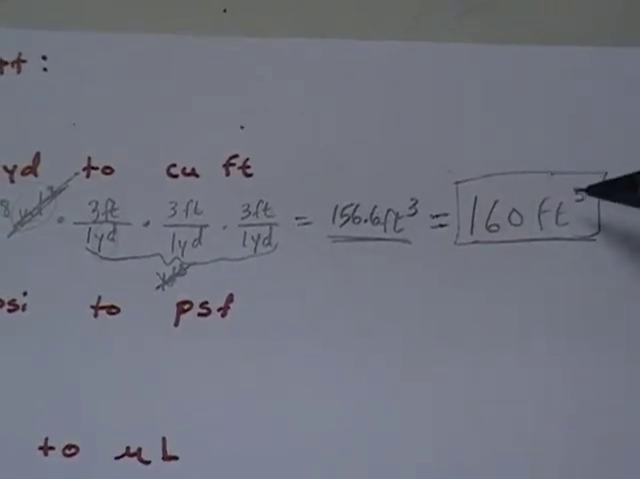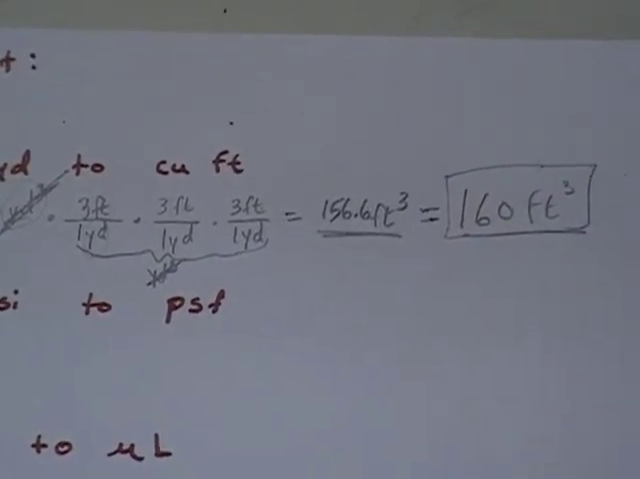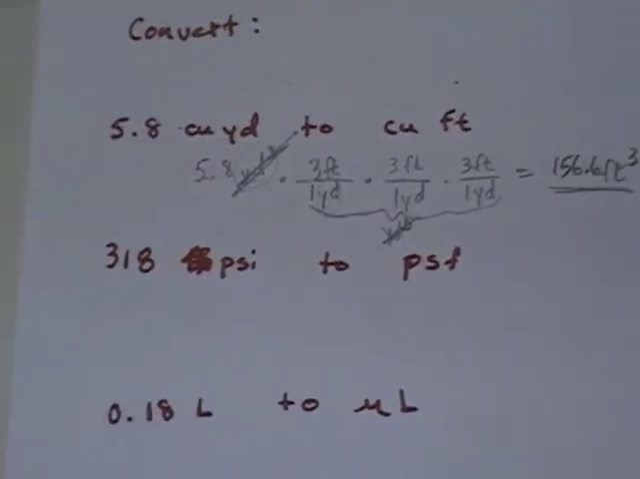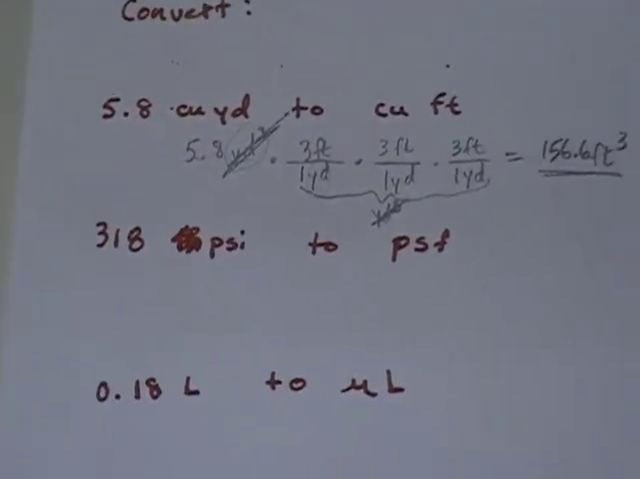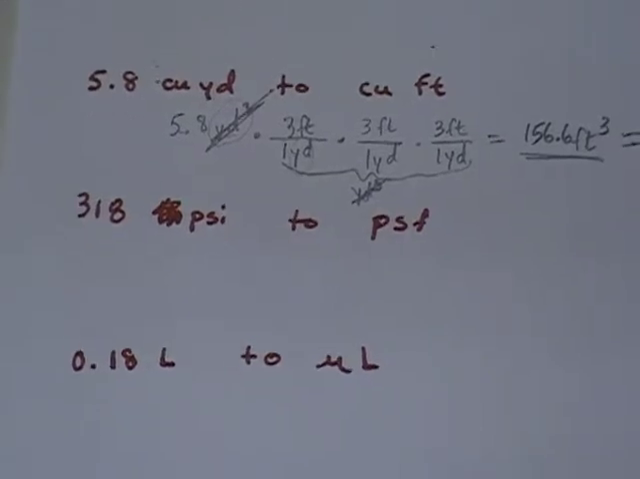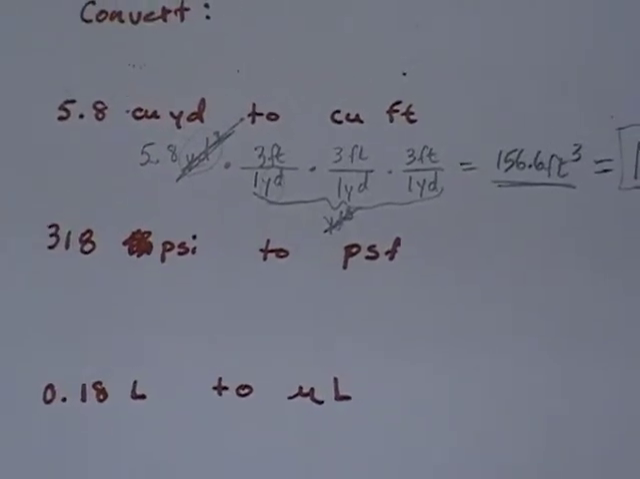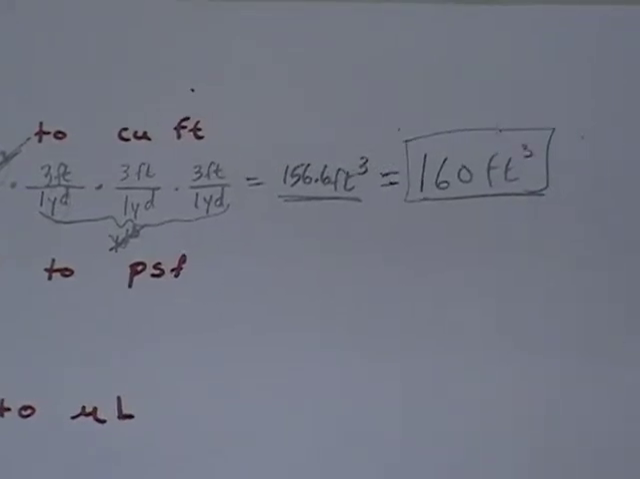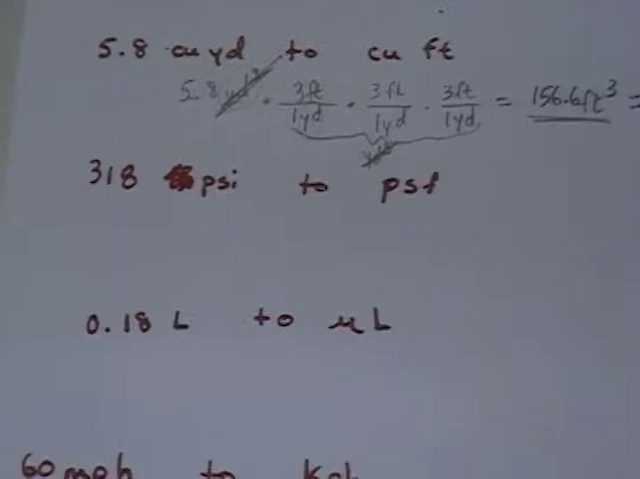And this is our final answer. Okay? 160 cubic feet. And we do that because this 5.8 cubic yards could be 5.75. It could be 5.83. We don't know. Because it's rounded to 1 decimal place, we want to round our answer to the same number of significant digits. So our answer would be 160 cubic feet.